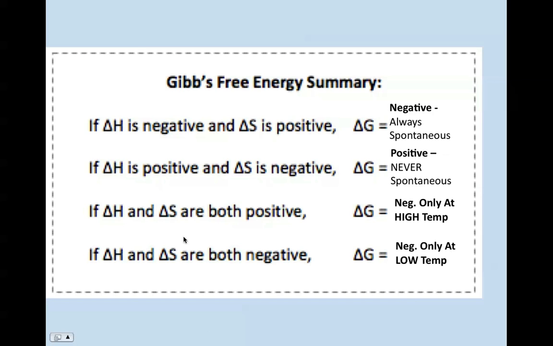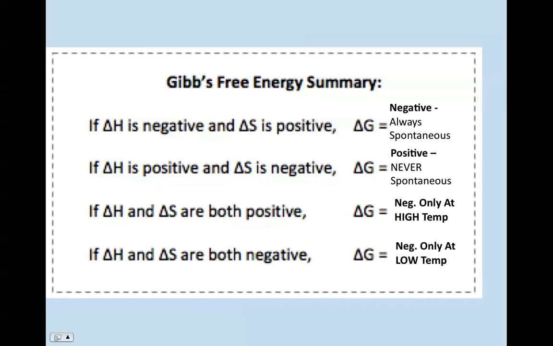If both are negative, we can only get delta G to also be negative if it's at low temperatures. So in order to make it negative and make it be spontaneous, we have to have that reaction occur at a low temperature. So I know that was a little bit of pieces of information. We're going to be applying it.